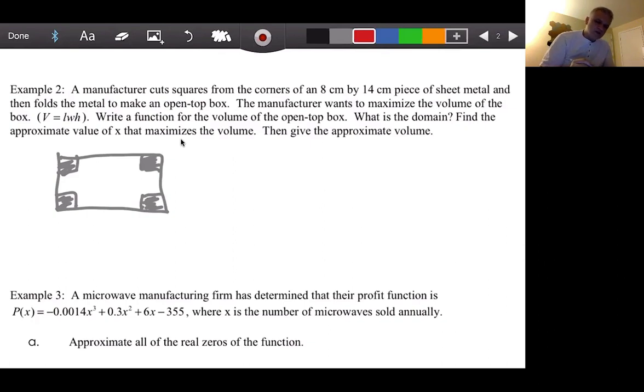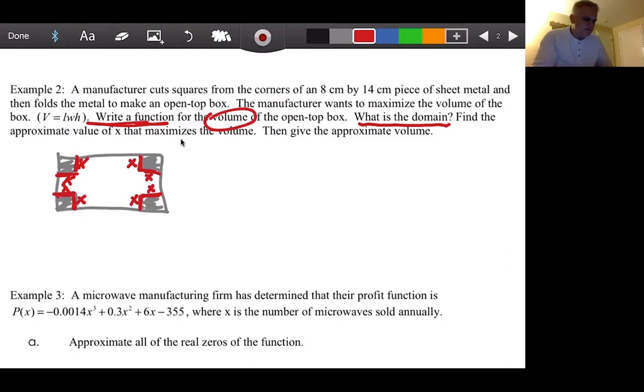In this case, it just says, write a function for the volume of the open top box. It says, what is the domain? That's going to be very important. And then find the approximate value of x. Okay. Now, it says that each of these squares are cut out, and the squares are all congruent to each other. Okay, each of these sides is x. Each of these little sides of your square measure x centimeters long.